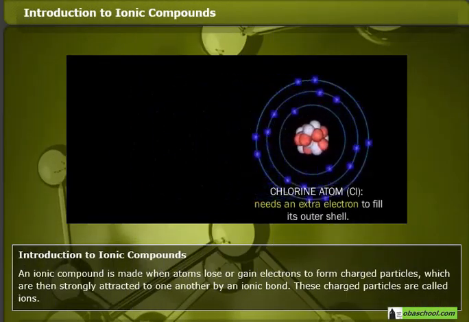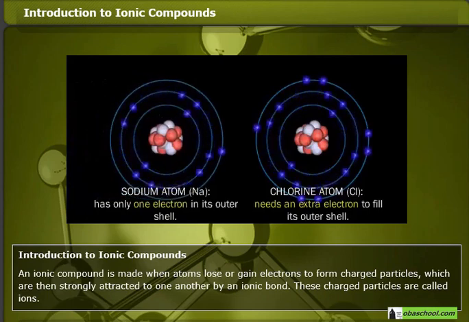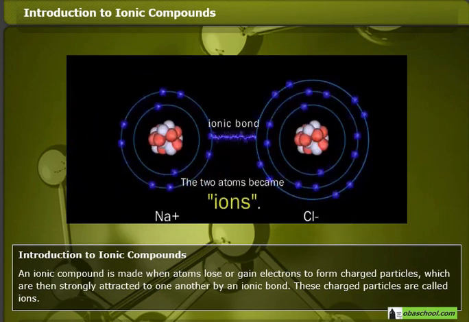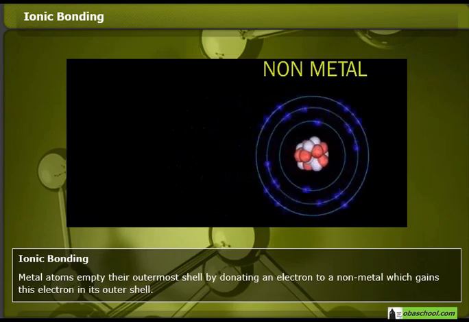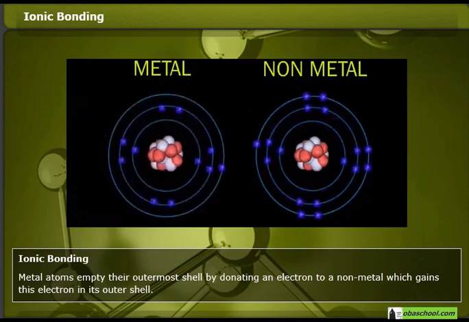An ionic compound is made when atoms lose or gain electrons to form charged particles, which are then strongly attracted to one another by an ionic bond. These charged particles are called ions. Metal atoms empty their outermost shell by donating an electron to a non-metal, which gains this electron in its outer shell.